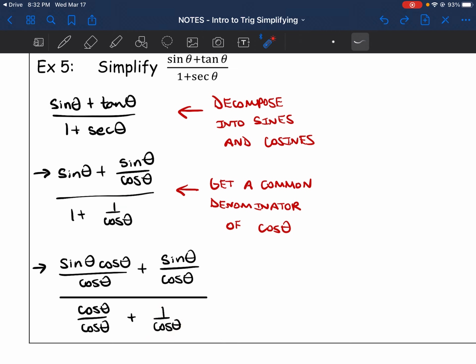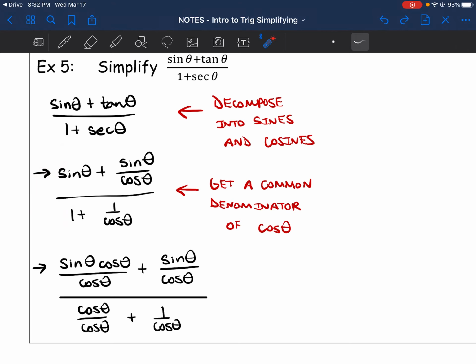And by the way, I just want to be clear. We're allowed to do this. We're allowed to multiply by cosine theta over cosine theta for these terms right here. Because when you think about cosine theta over cosine theta, it's really just a 1. We're really just multiplying by 1, which isn't changing the value of anything in these expressions.